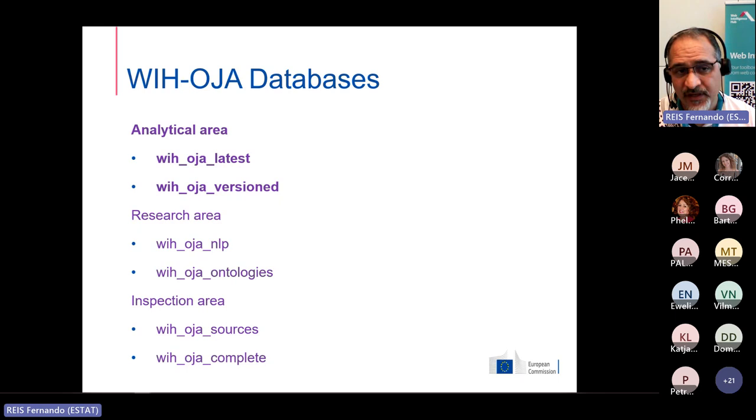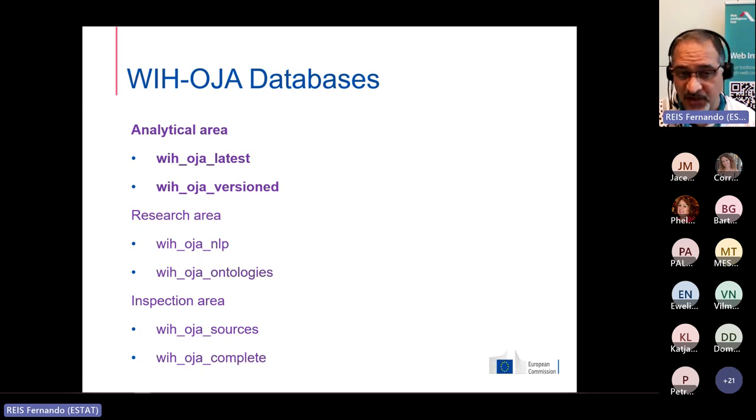In the other areas, just as an example, in the research area, this is where we have the OJA NLP, where we have job titles and job descriptions. We have the OJA ontologies. These are the ontologies that are used for the automatic classifiers.